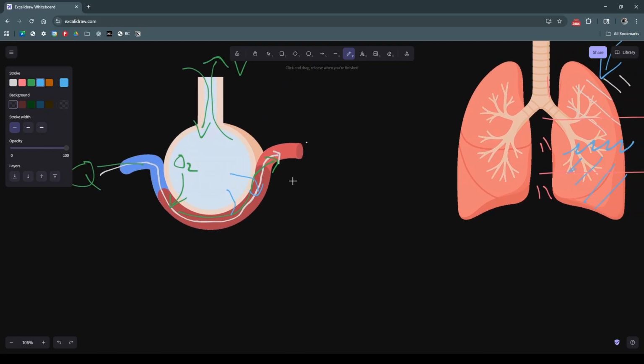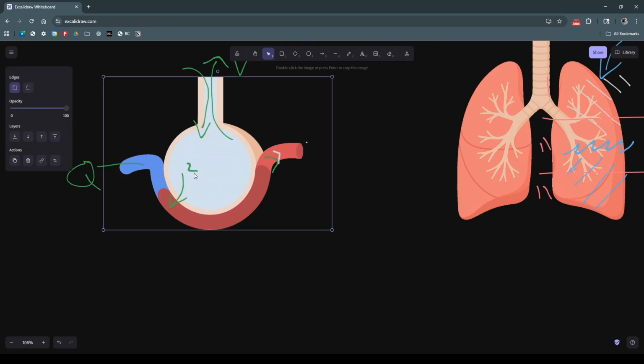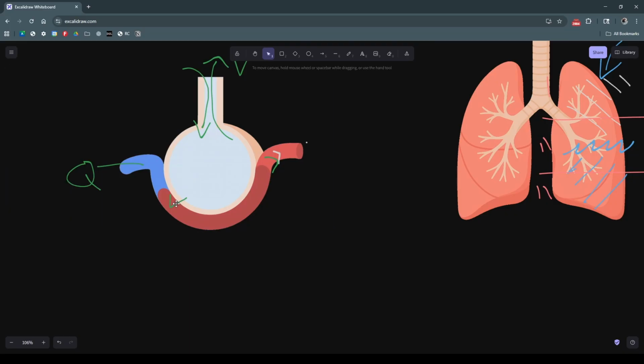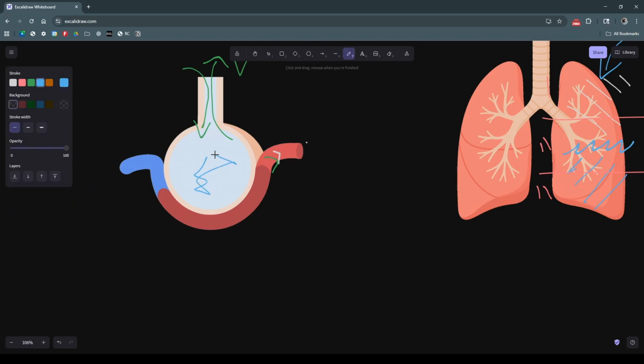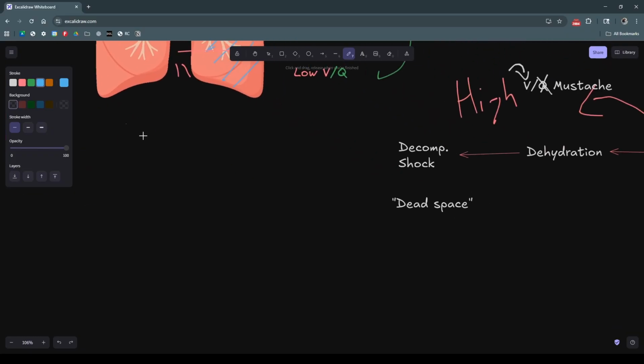Because if you think about it, in the case of shock, if we were just to reference hemorrhagic shock and say, well, I don't have any fluid, but my ventilation is fine. Well, now this is effectively just a bronchi or a trachea because it's full of air, but I've got no blood. And that's what we refer to as dead space.